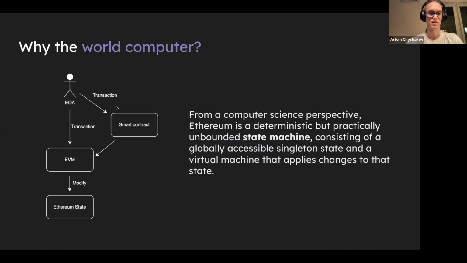And also there is a second type which interacts with smart contracts. Then the smart contract runs some code that it was deployed with, and the EVM executes this code and applies changes to whatever the code does. Those changes may be the state of the smart contract or some events, or something like that.